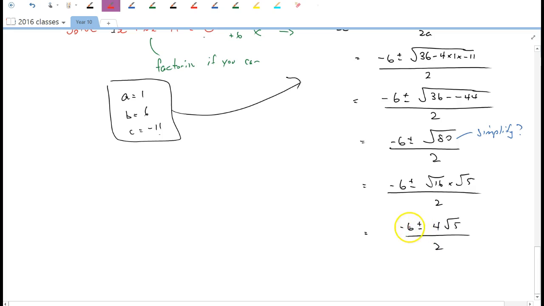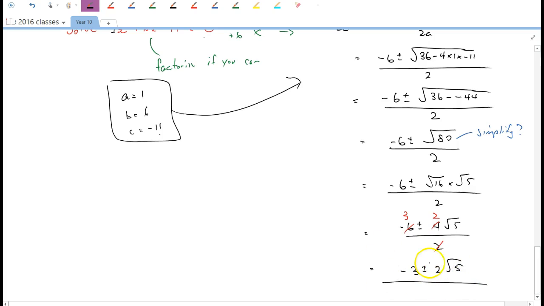What that's going to enable me to do now is divide. I've got 3 terms, so the common factor has to go into all 3. In this case it's 2. 2 is my common factor, so I've got 1 underneath, so the fraction has now gone. I've just got minus 3 plus or minus 2 root 5.